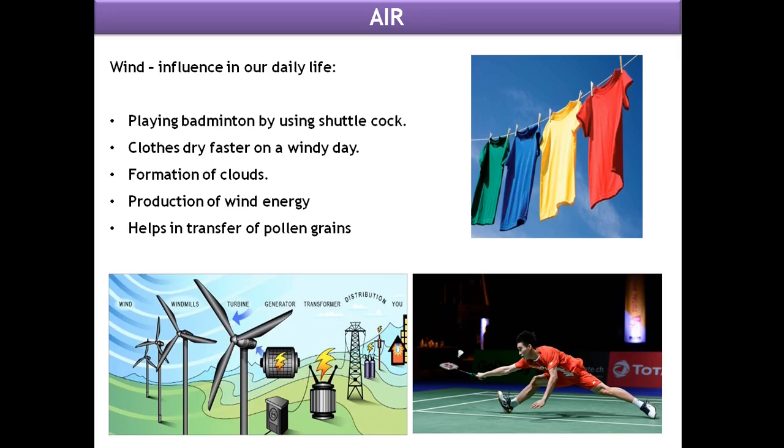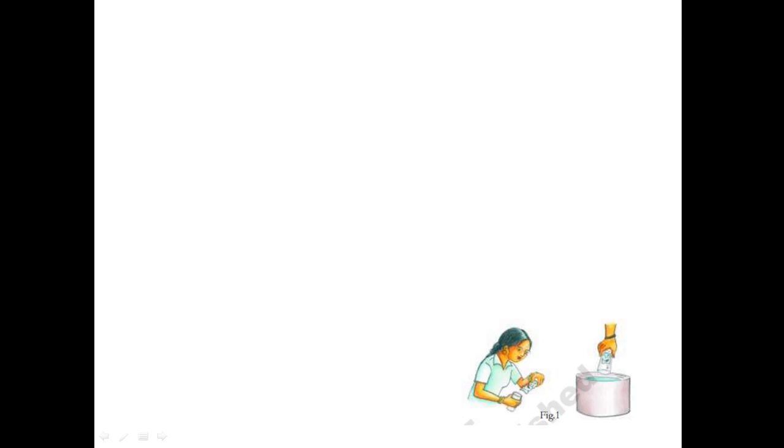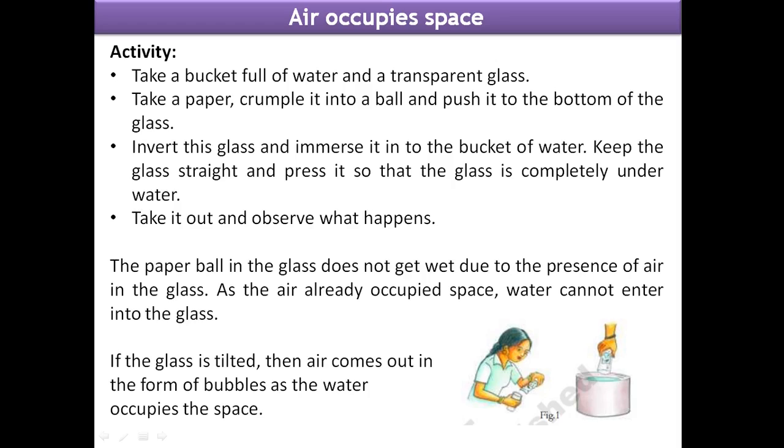And here are some examples in our daily life that are influenced by wind, like playing badminton by using shuttlecock, clothes drying faster on a windy day, formation of clouds, generating electricity, pollination, etc. Do you know air occupies space? Yes. Let us do the following activity which proves that air occupies space.